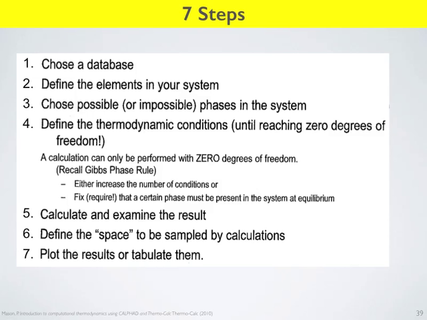I like to think about it in seven steps. You pick a database. So you say, I'm worried about steels, so I'm going to use the steels database. Very good. Pick the elements in your system. You're going to pick iron, carbon, and then a few other things, maybe chromium, manganese, something like this. Choose all the possible phases in the system. Maybe you know for a fact that if you left a piece of steel for millennia, it would eventually turn into graphite. You're not interested in that equilibrium calculation because you're worried about things on the timescale of years. So you say, I'm not going to allow graphite to be one of the phases in my calculation.